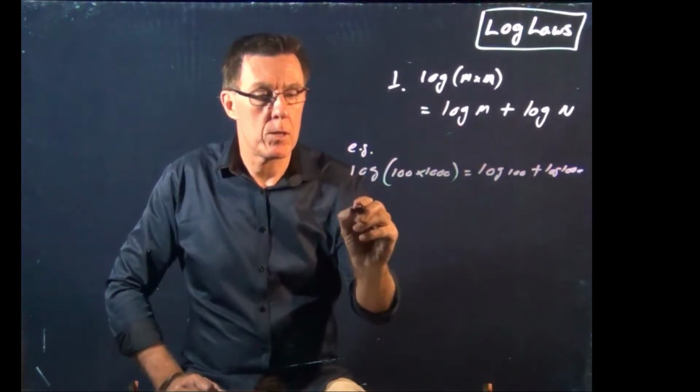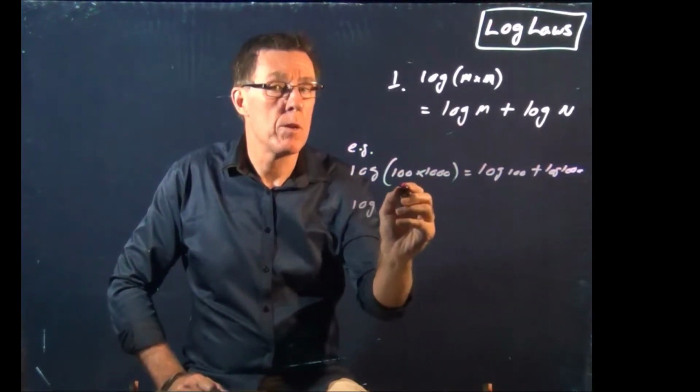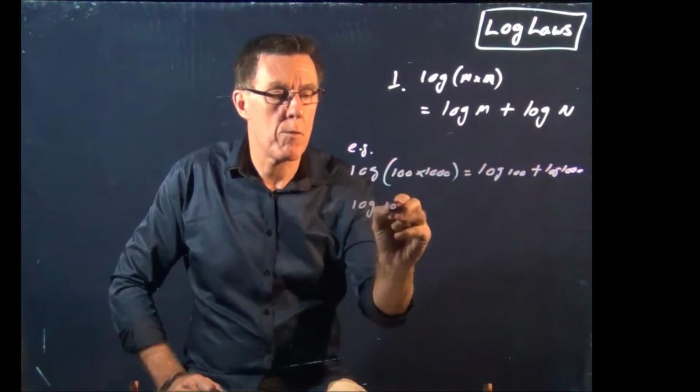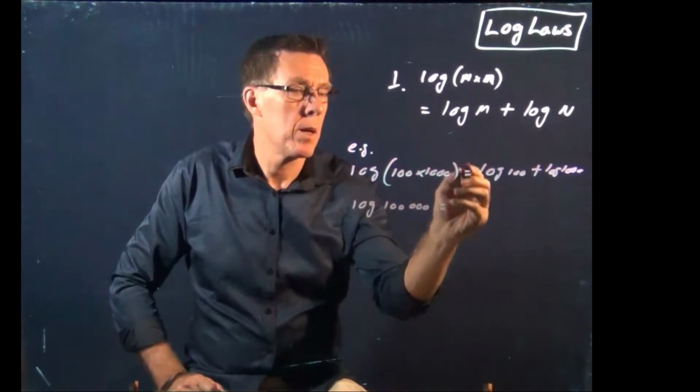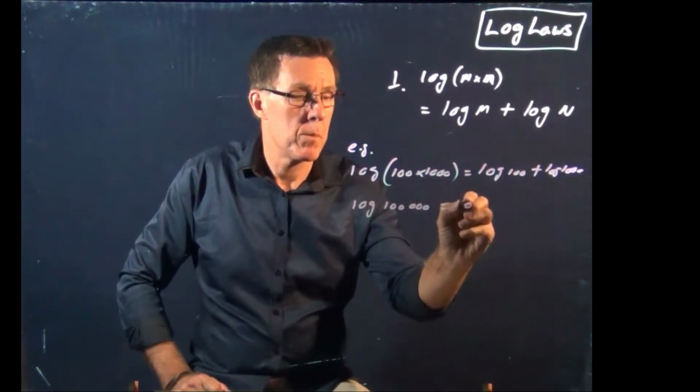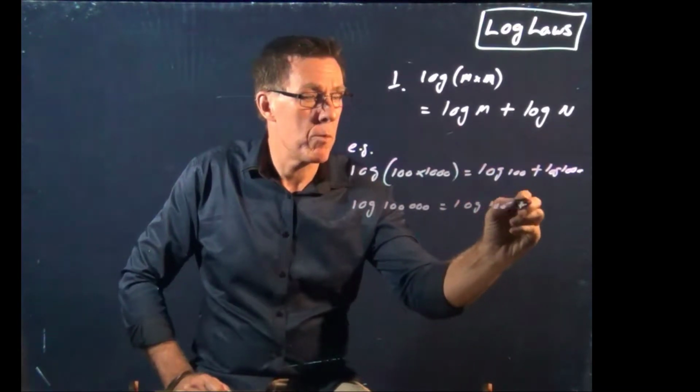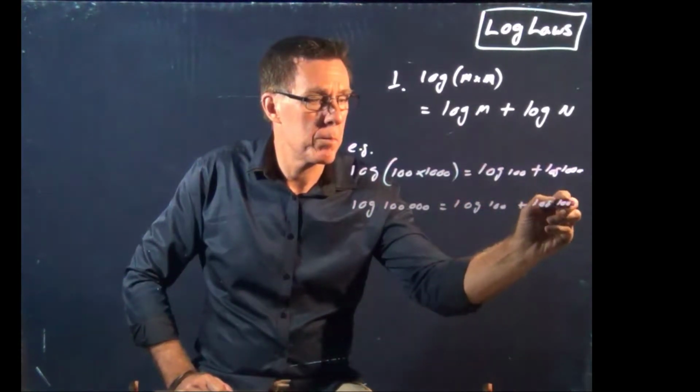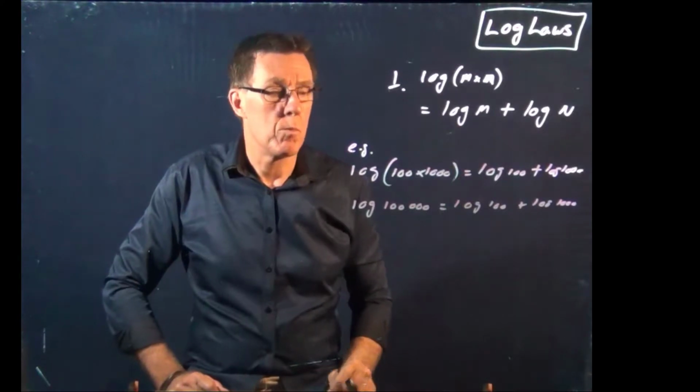Well, if I do the left hand side, 100 times 1000 is 100,000, and that's just going to be log 100 plus log 1000. Sensational. Why does that work?